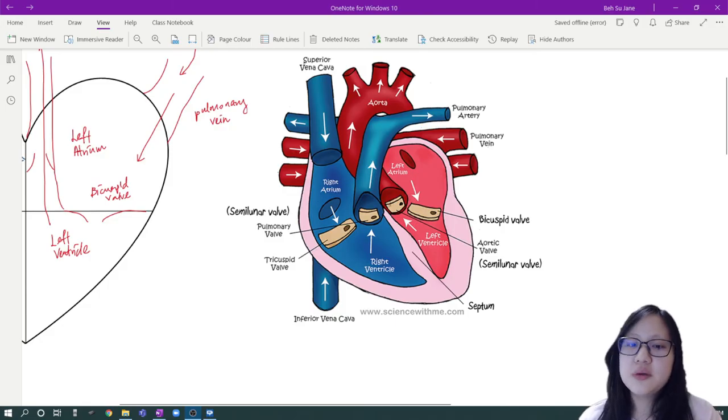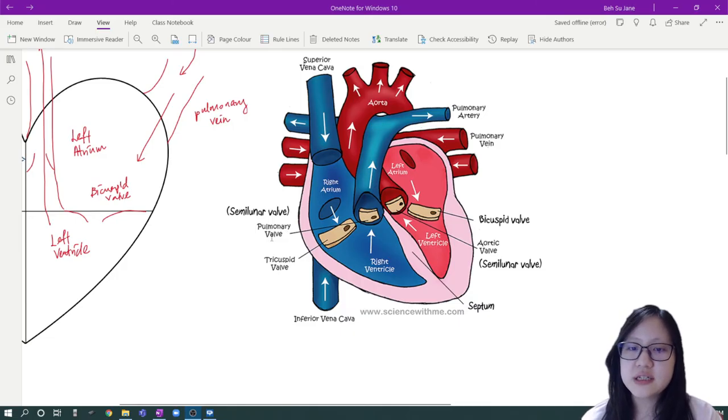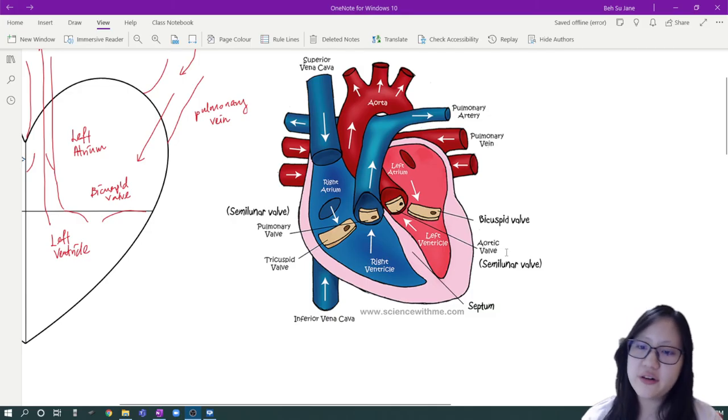So yeah, here also you see specific terms for semilunar valves, even though we do in general just call them semilunar valves. More specifically, the valve in the pulmonary artery is called the pulmonary valve, whereas the semilunar valve in the aorta is called the aortic valve.